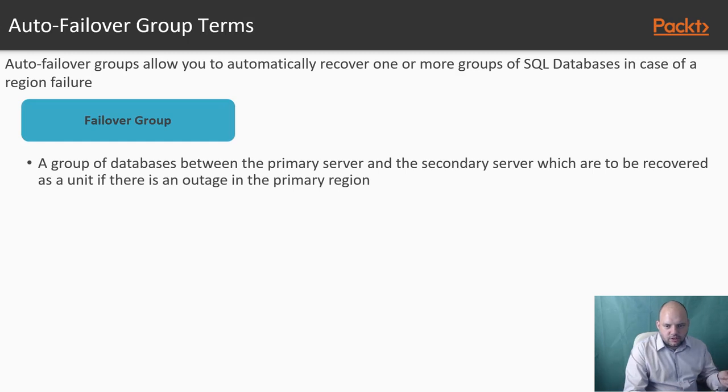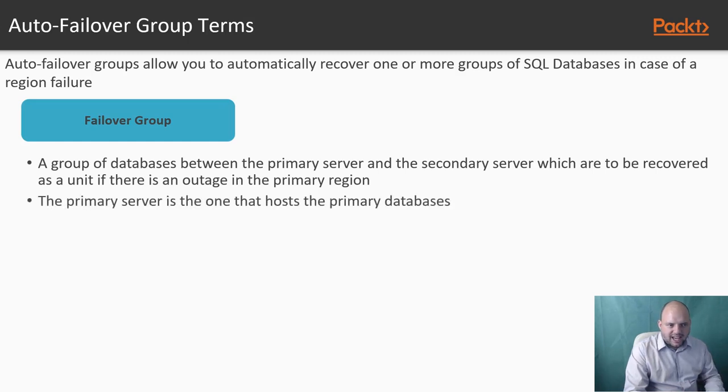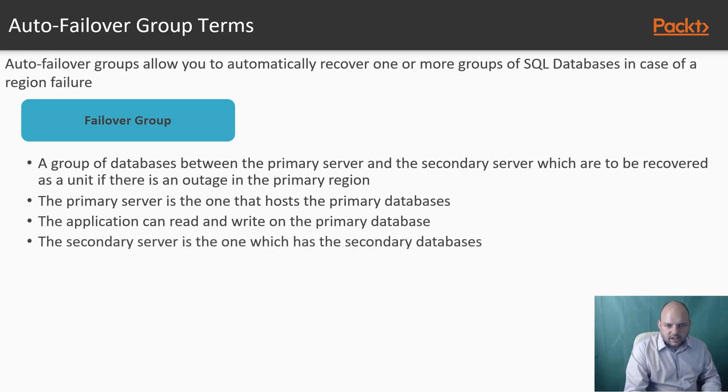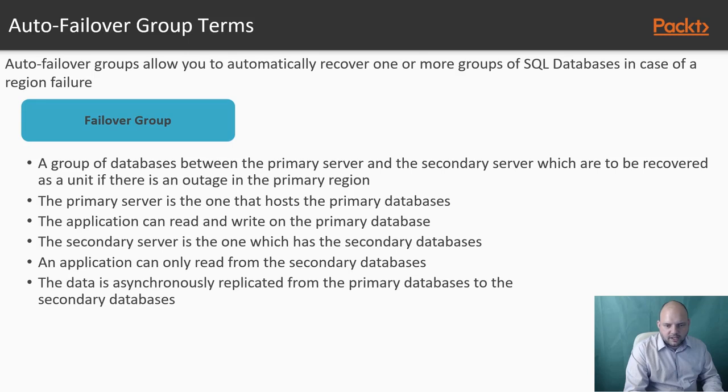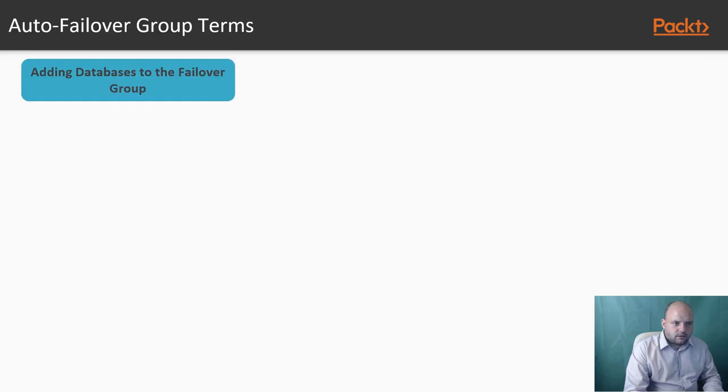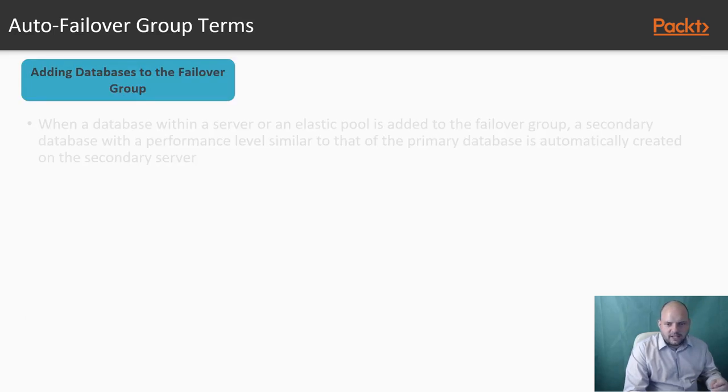The primary server is the one that hosts the primary database. Applications can read and write on the primary database. The secondary server is the one that's got the secondary databases, and an application can only read from the secondary databases. The data is asynchronously replicated from the primary to the secondary, and the primary and secondary servers can't be in the same region.